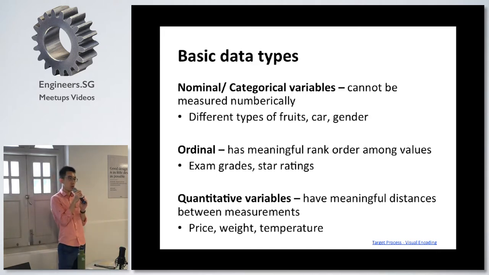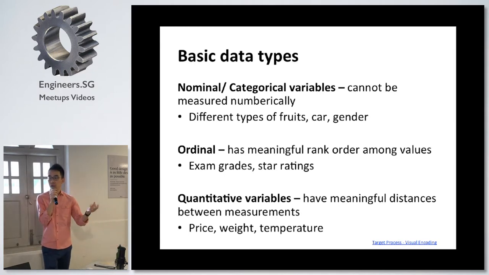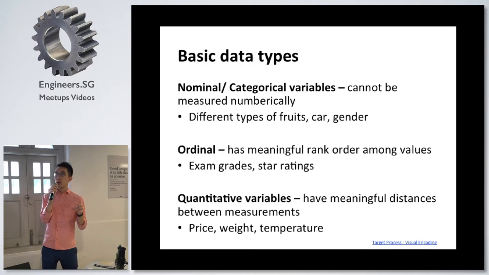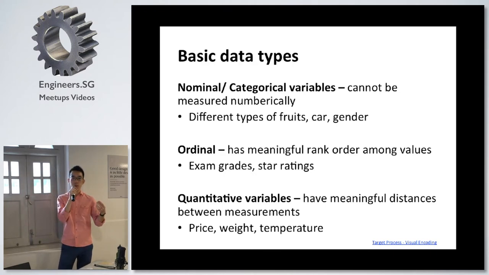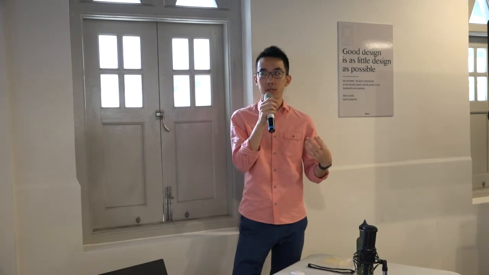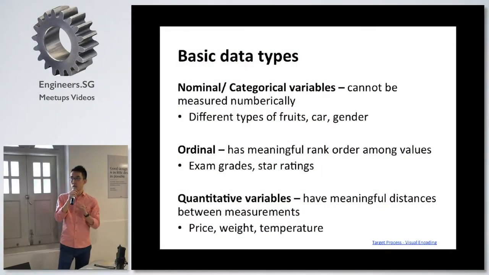Yep, so next I'll go on to data types. There are 3 main data types we have. Their names are sometimes used interchangeably, but generally they mean the same thing. Nominal or categorical. Normally these are variables, for example, gender, different types of fruits, different types of cars, stationery, whatsoever. I'm using this loosely, it's how you name the different items. As long as they represent different things, they are generally different categories.